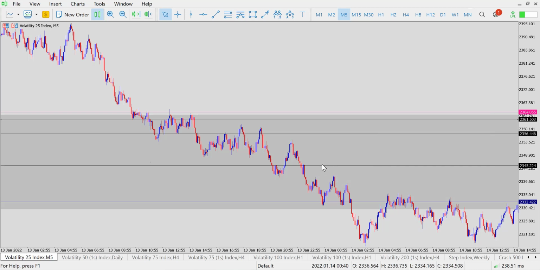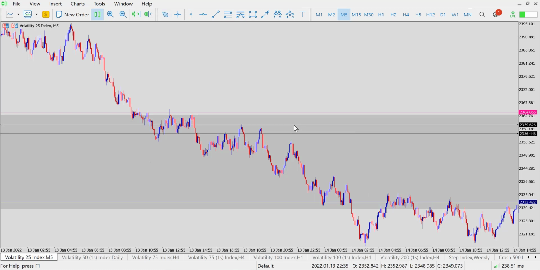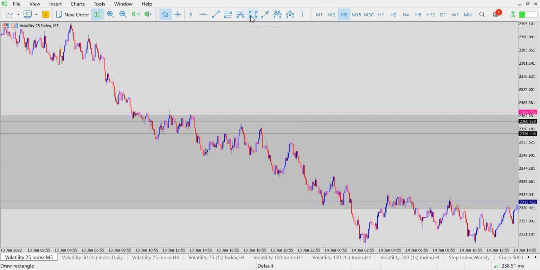So this order block here has been utilized here, isn't it? It has been utilized. This order block has not been utilized. However, let's check if there's a fair value gap there. Yes, there's a tiny little fair value gap there. Then we also have this order block here.